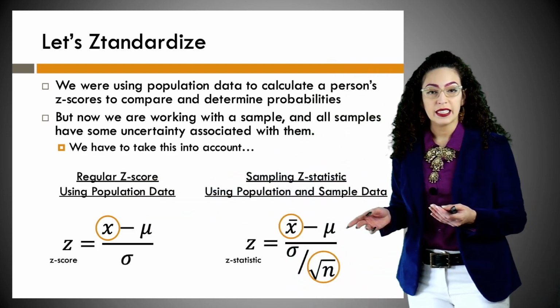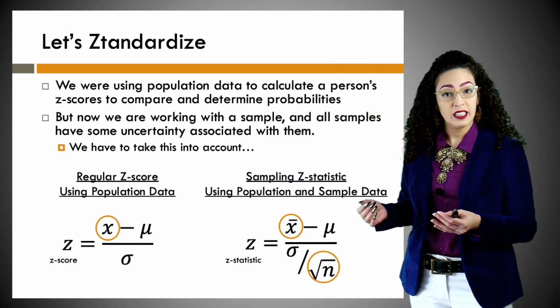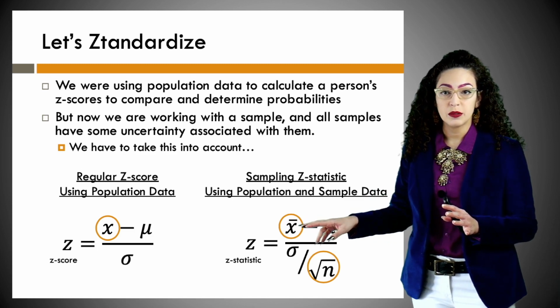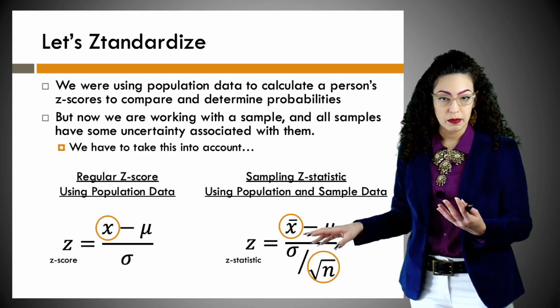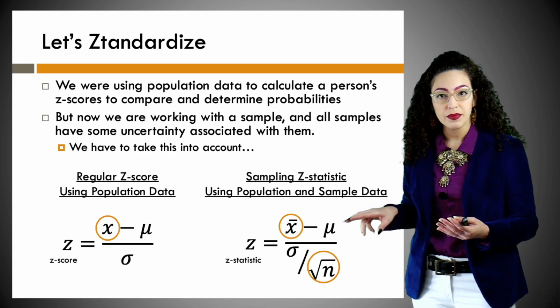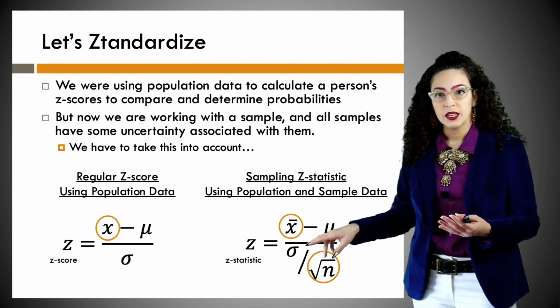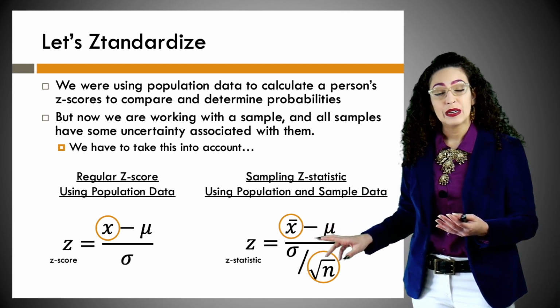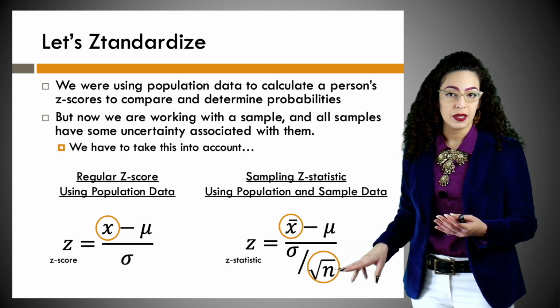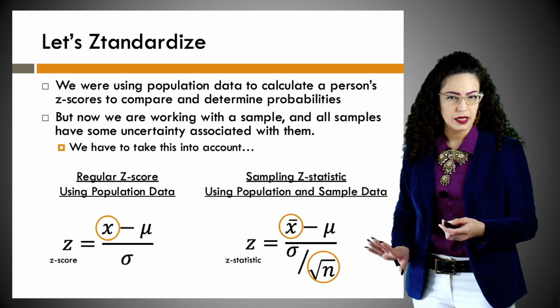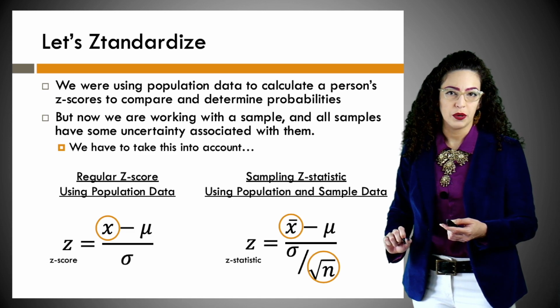Now if we look at the z-statistic formula, it looks very similar, but now we're dealing with an x-bar, which means we're dealing with the mean calculated from a sample. We have our regular average. We have our standard deviation, which is now being divided by the square root of n. Let's investigate this equation just a little bit more.